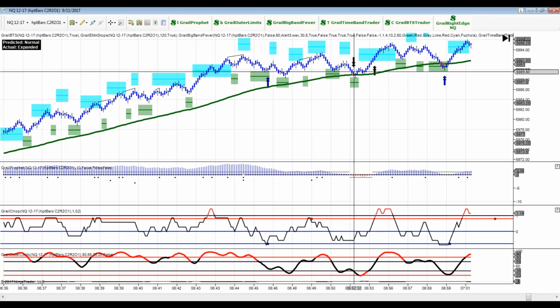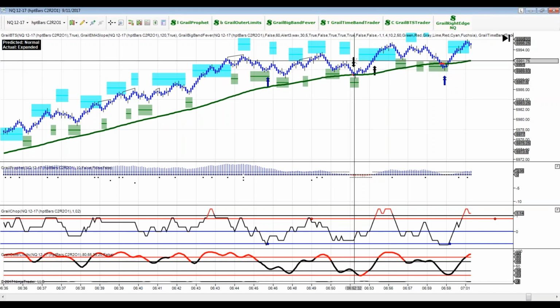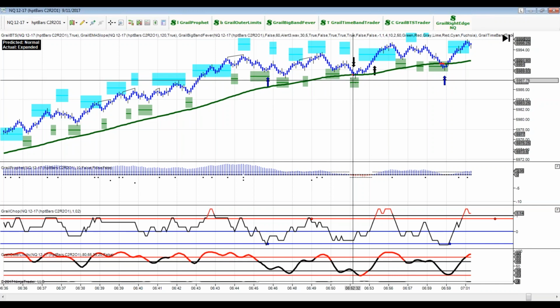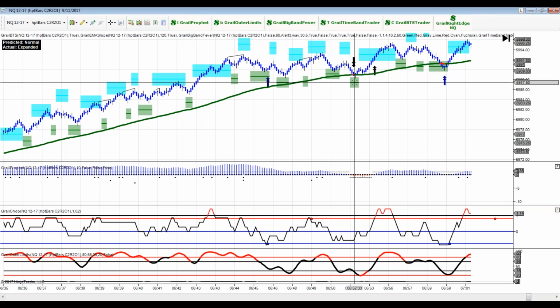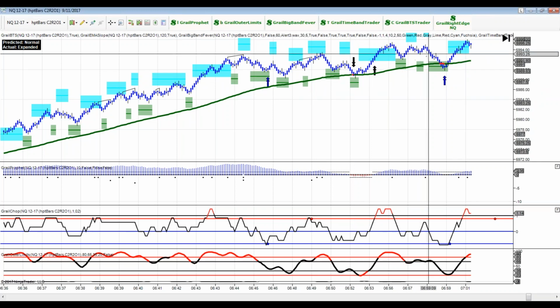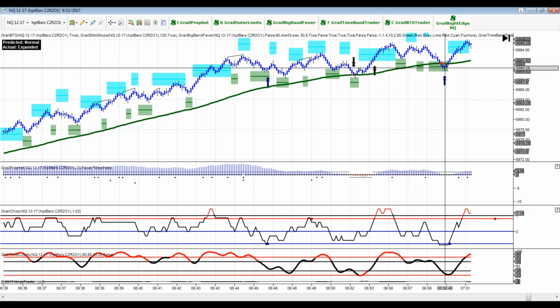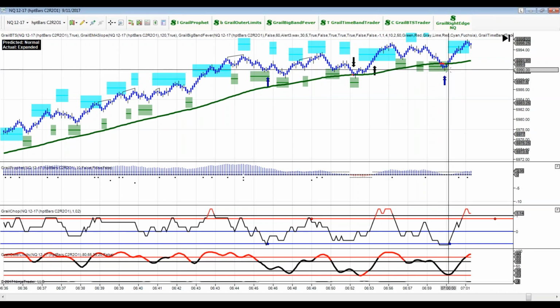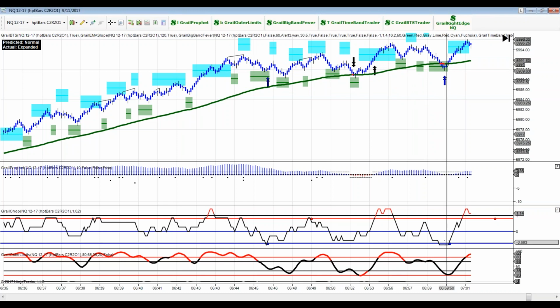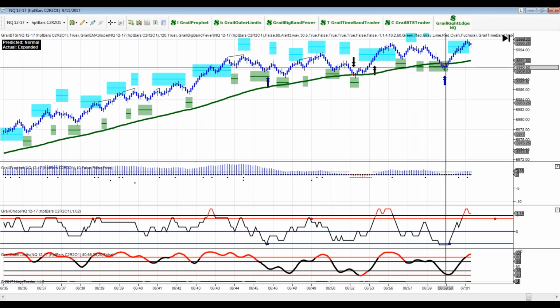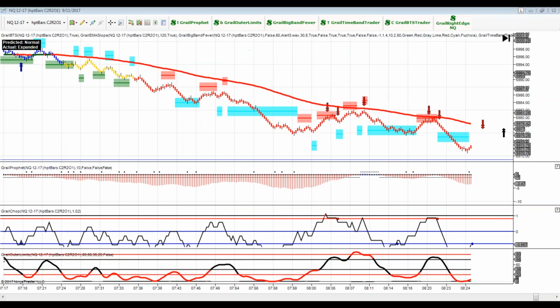This was a Grail 1 short. Remember what I said: typically if you get a Grail 1, it's going to be usually opposite to the boxes. So again, they were really designed to trade with the trend. And then you can see a little bit further on, we had another entry here using the right edge box and the Grail 2 setup. So those are very powerful combinations.